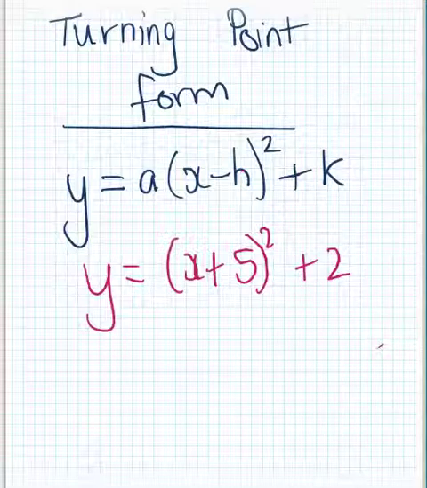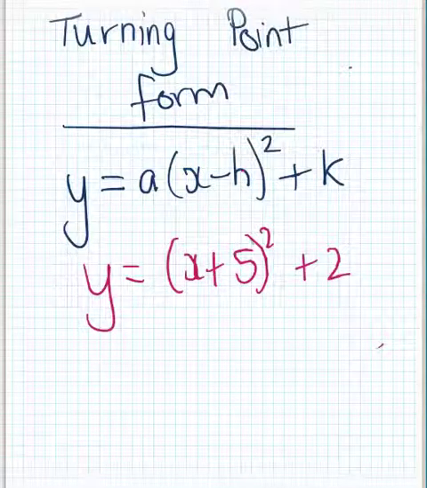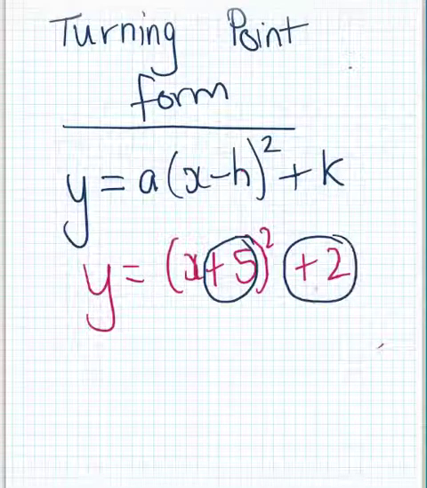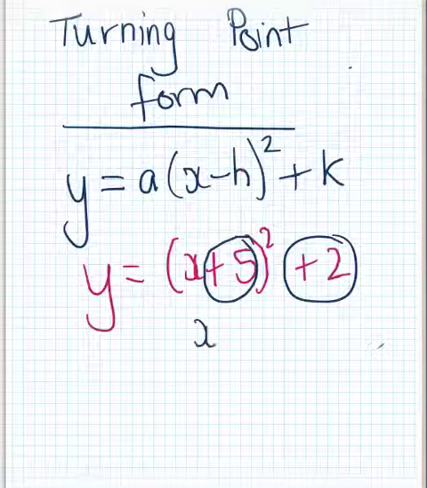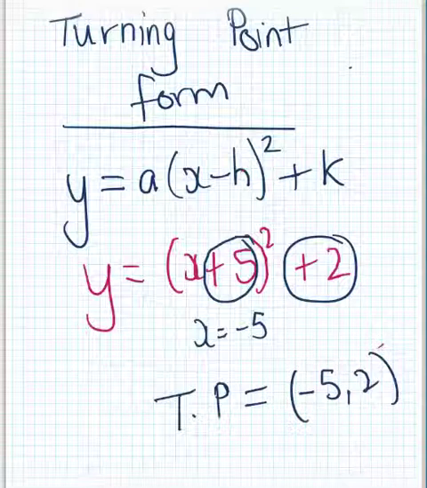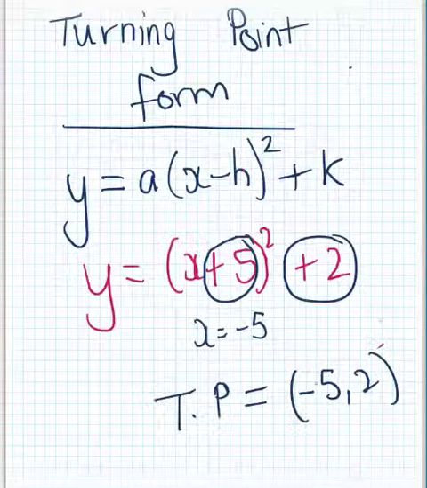And the 2 numbers that will give us our turning point are these ones. The one in the brackets, if we have any, and the one just on the outside. And remember, if we solve this, x is equal to negative 5. So for this equation, because it's in turning point form, the turning point is when x is negative 5 and y is 2. And that's telling us it's going to move to the left 5 units and go up 2 units, or translate.